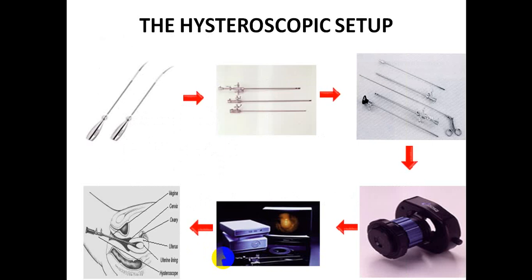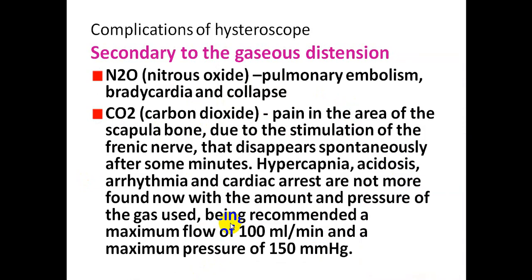This is the instrument that is used for hysteroscopy. This is the camera, and this shows the insertion of the hysteroscope through the vagina and the cervix into the uterus.